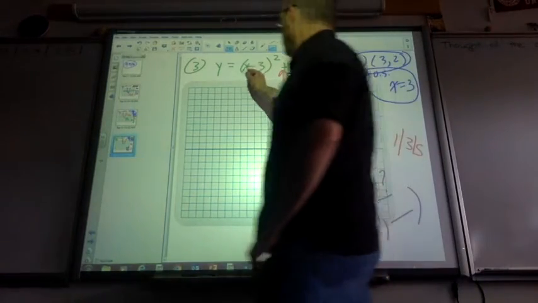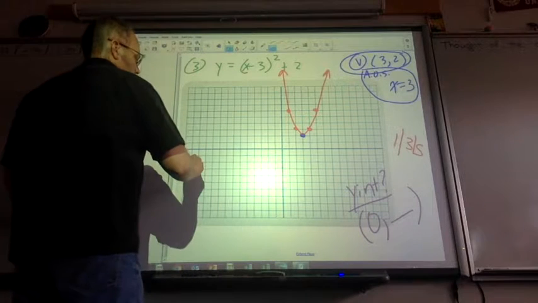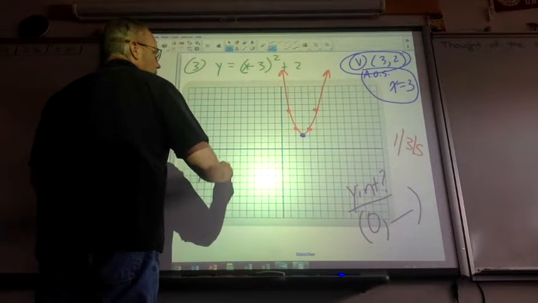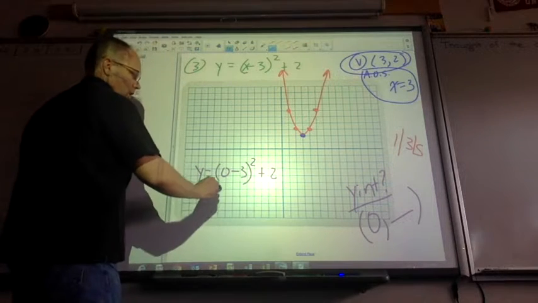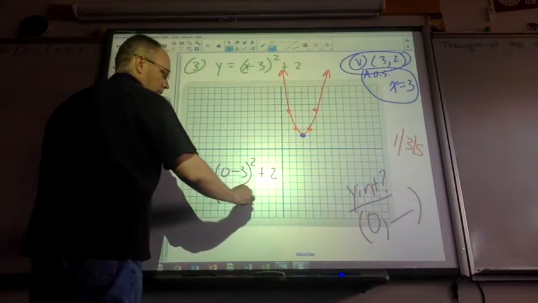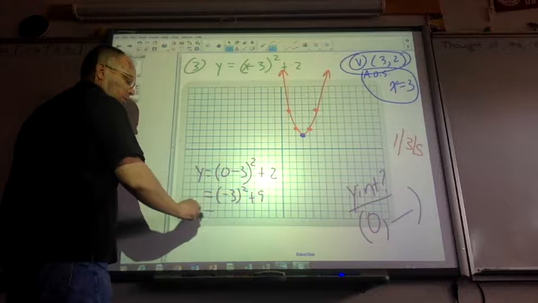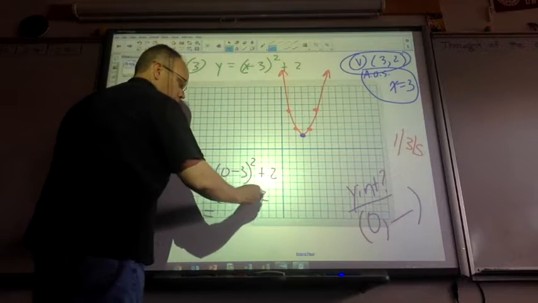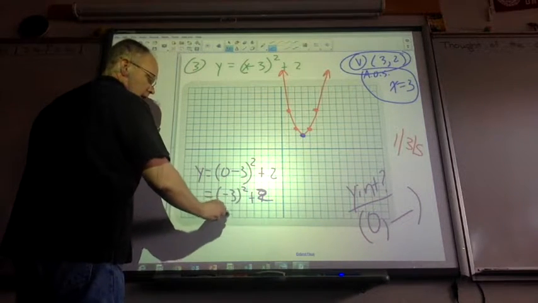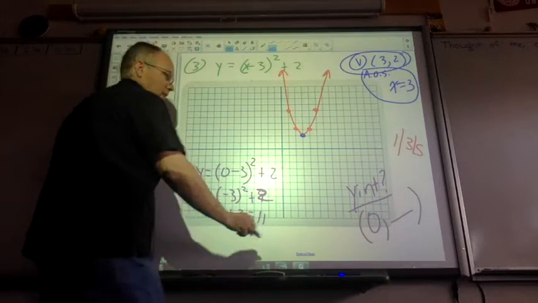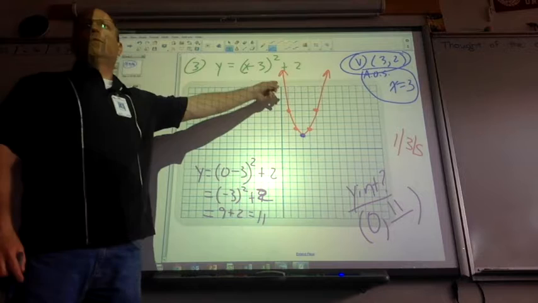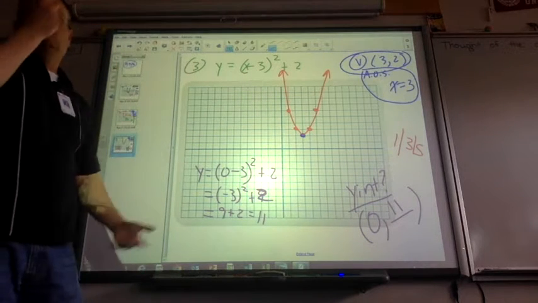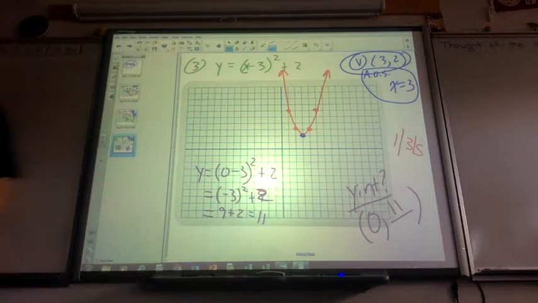So if I plug 0 in right there, I'm going to get y is equal to 0 minus 3 quantity squared plus 2, which is negative 3 quantity squared plus 2. What's negative 3 squared? It's 9. So then I get 9 plus 2, so I get 11. My y-intercept is at 0, comma 11. Does this appear that it could have worked that way? Yep. Pretty close.